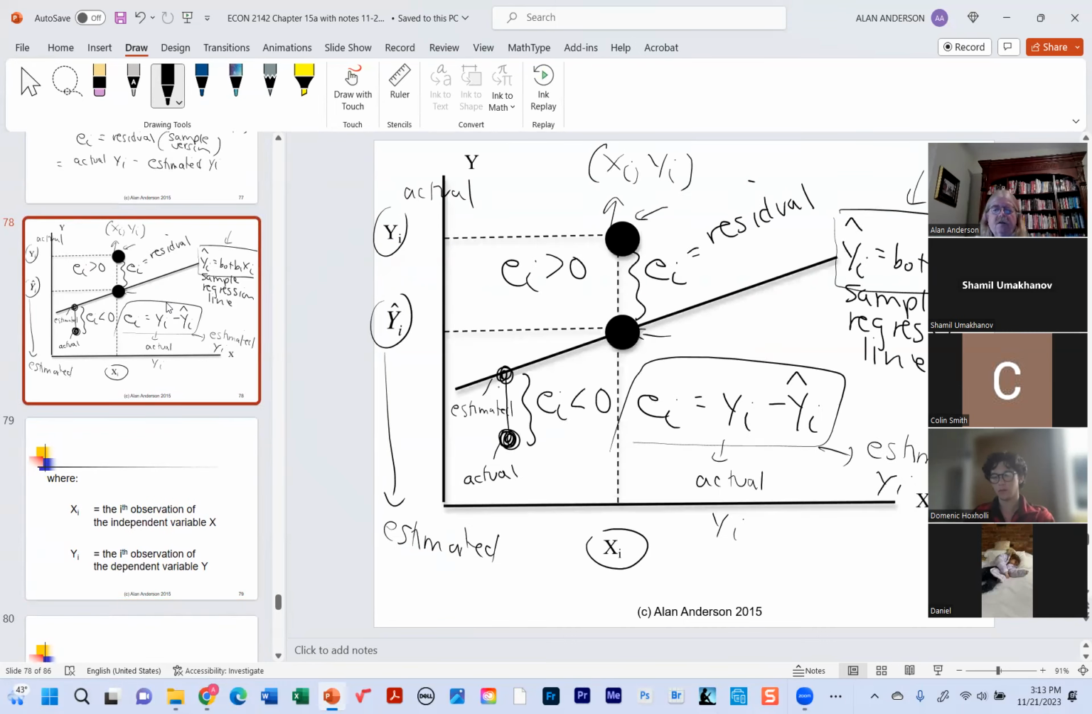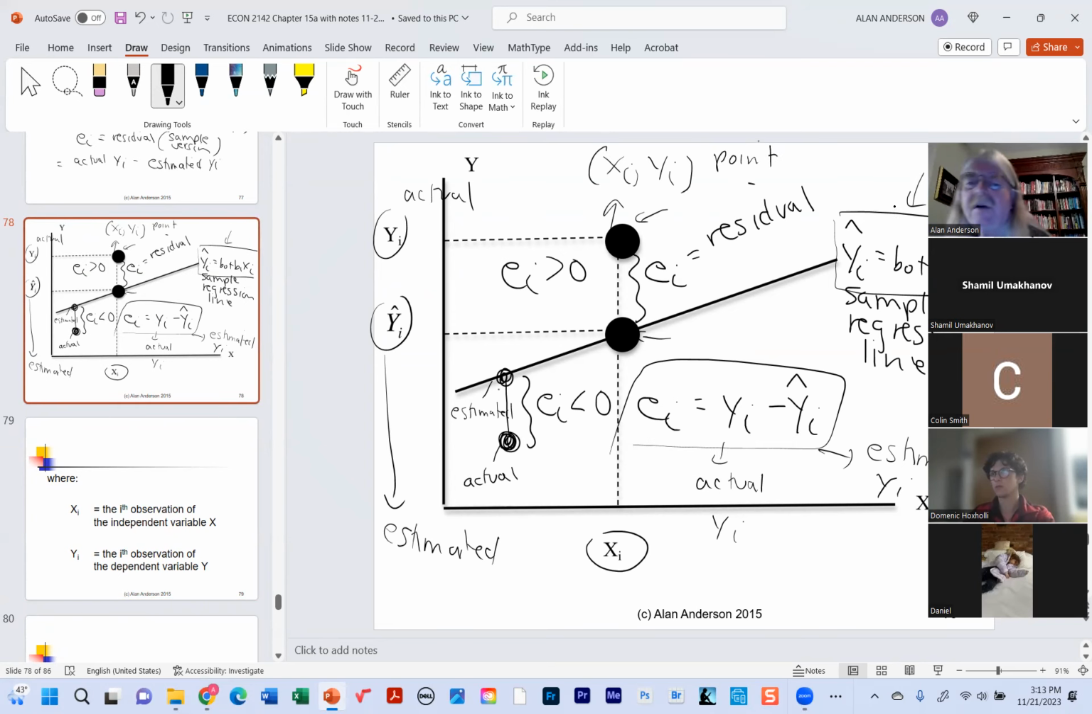So here's a quick little graph, and it's the same idea. This point 1 here, which is taken from sample data now, has a positive residual because Y is greater than the estimated Y. Down here, this could be thought of as X2, Y2. It has a negative residual because the actual Y is less than the estimated Y.